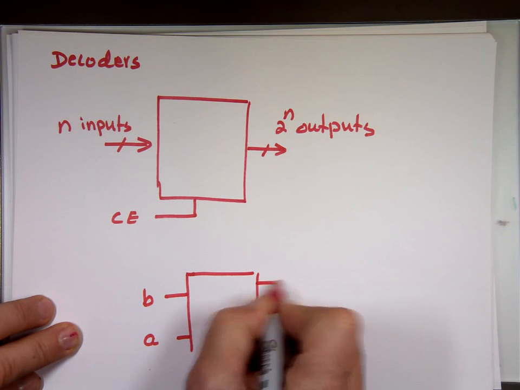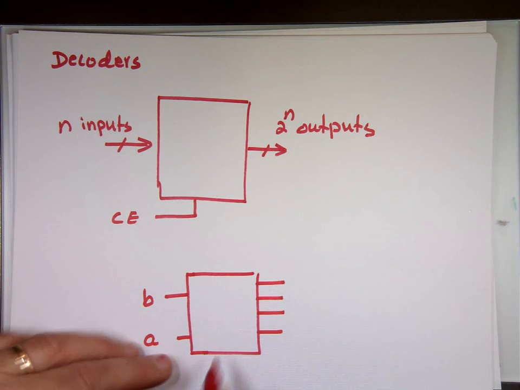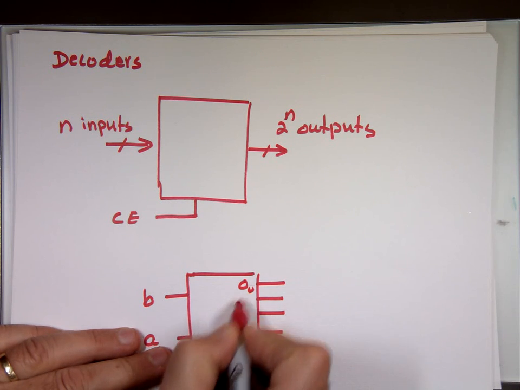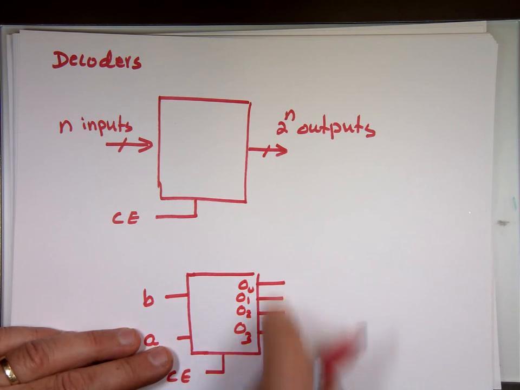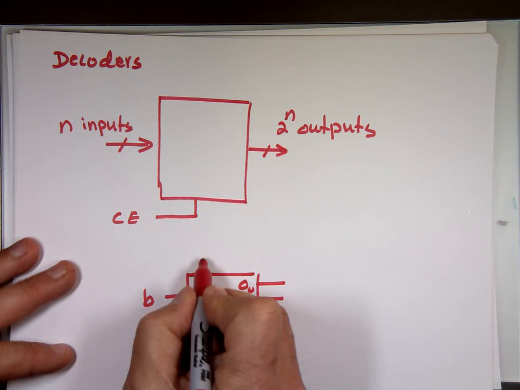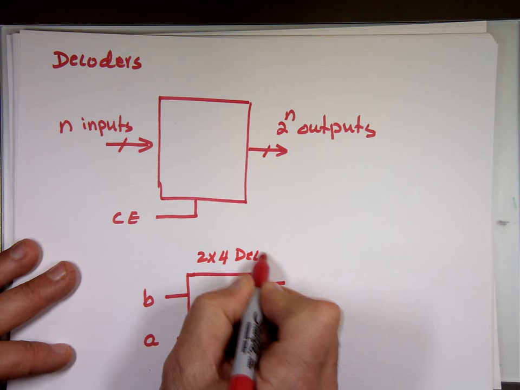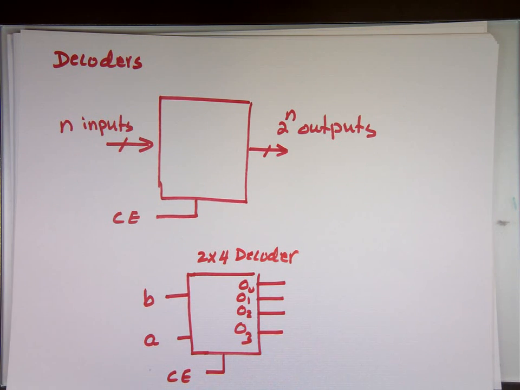If it's 2 input, you're going to have how many outputs? 4 outputs. So there's my chip enable. And this is output 0, output 1, output 2, output 3. For this type of decoder, that's called a 2x4 decoder, the truth table for that will look like this.